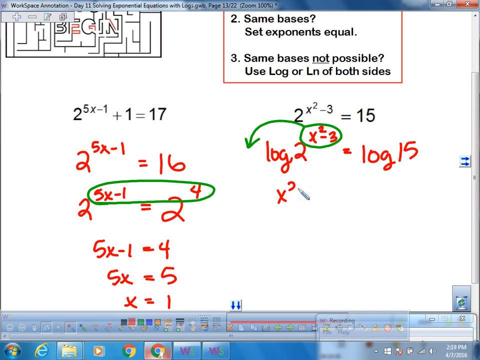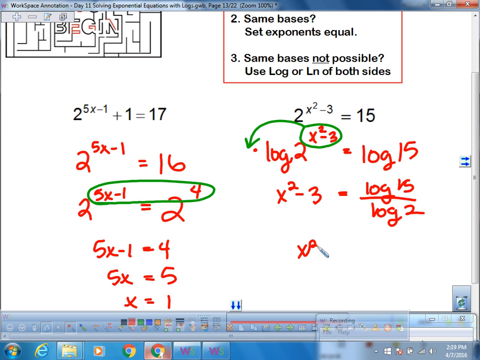So I would have x squared minus 3, that's where this fell down here, right? But then I divided both sides by log 2. So I get log 15 over log 2. Now what? Just divide. If I look at the exact answer, I'm just going to leave it like that. Add 3 to both sides.